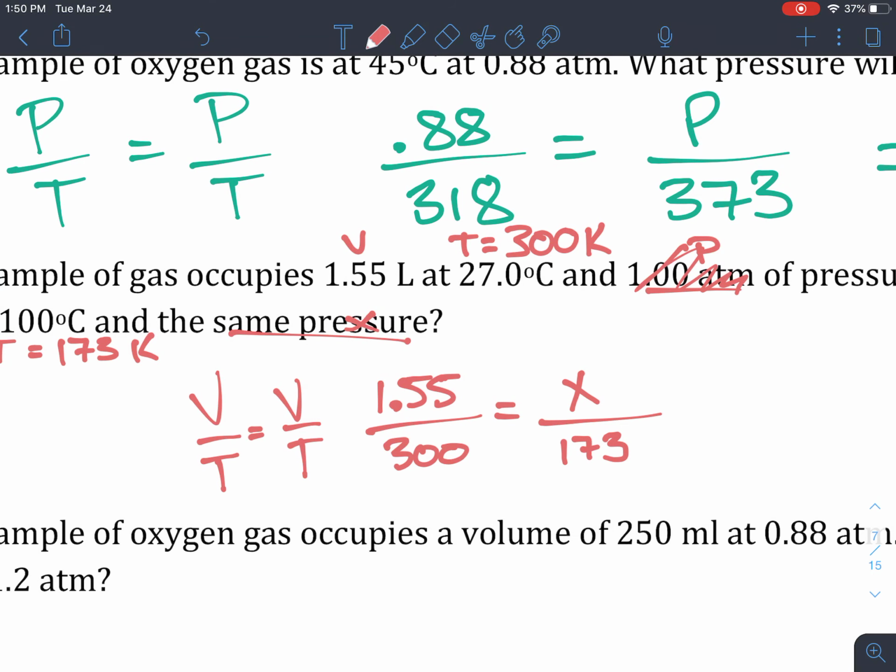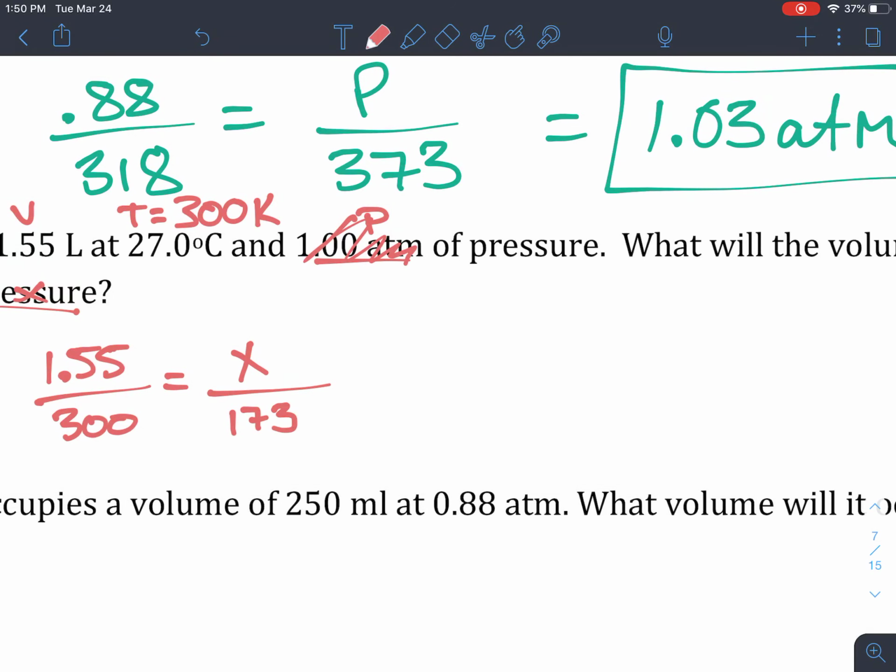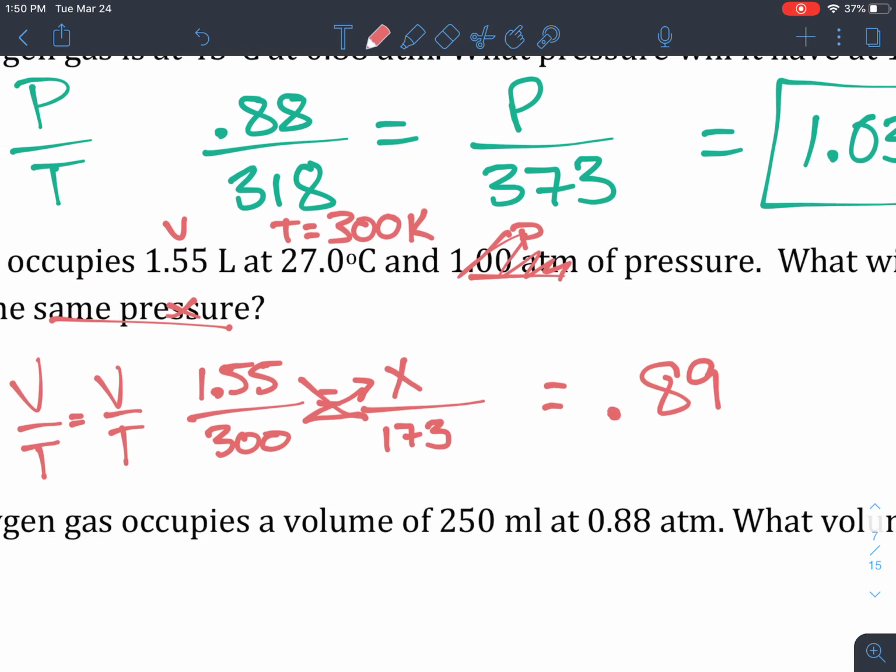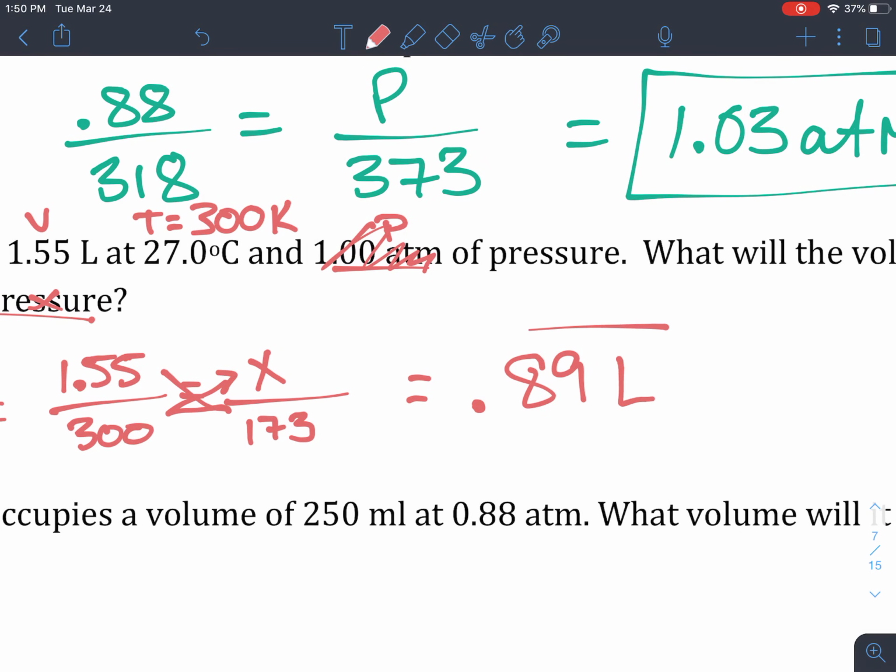This time I will just do cross multiplication with you. So if we do 1.55 times 173 and then divide it by the 300. And that gives us 0.89. And the unit is liters on the original volume, so we'll keep it in liters on this one.